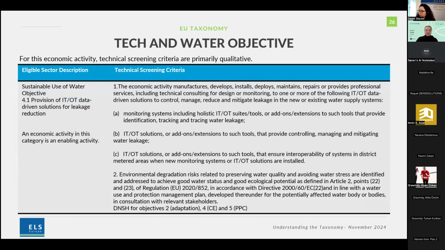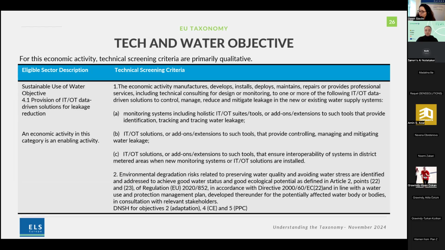Then we have the technical screening criteria. Again, I'm not going to go into all of them here, but you can see again that it's quite qualitative. Again, there's a requirement to monitor and show how they're performing, that they can be used for controlling, managing, and mitigating water leakage. Part of their requirement is that they aren't causing any environmental degradation risks. And the taxonomy, because it's EU-based, really leans on the Water Framework Directive so that you're avoiding water stress and you're helping to achieve good water status. So it's quite a broad qualitative type of requirement, but nonetheless, companies would be able to show and demonstrate that they are not undermining the objectives of the Water Framework Directive and meet that substantial contribution criterion.